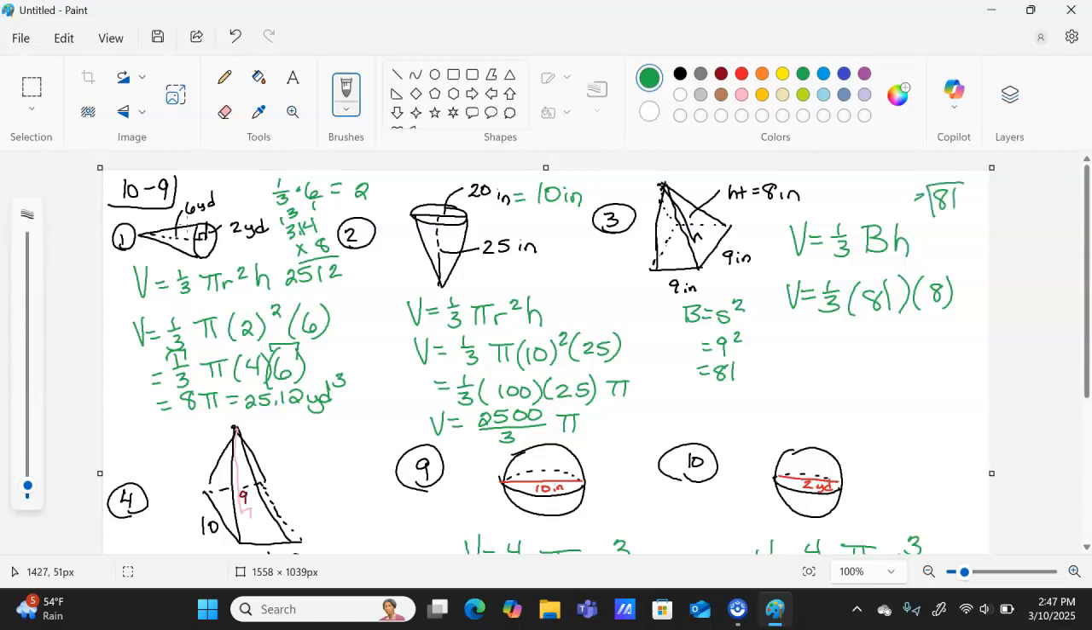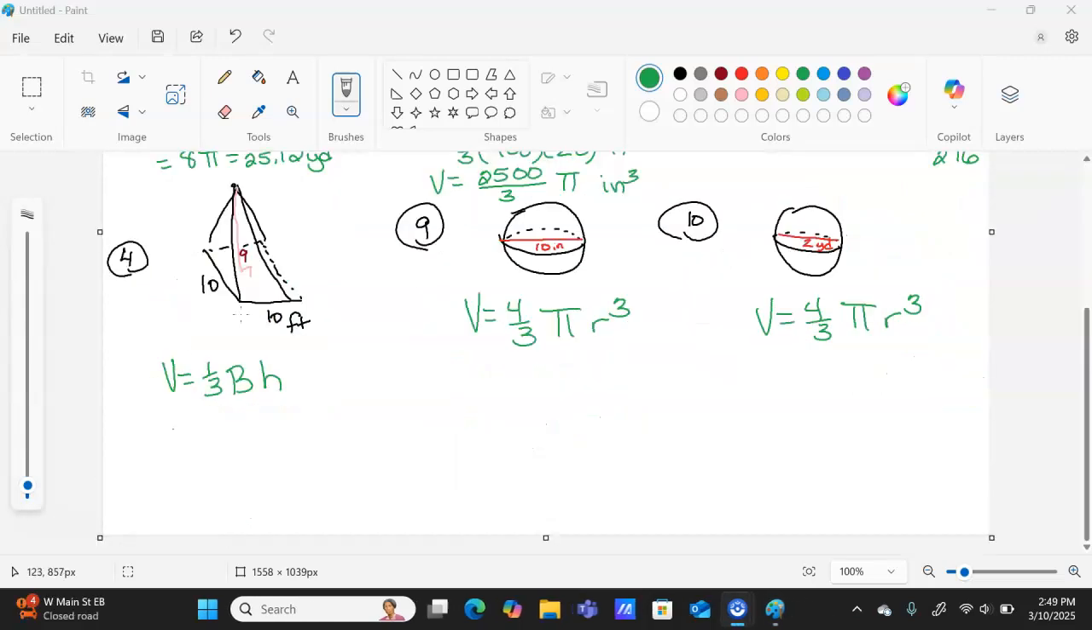81 is divisible by 3, so 1/3 times 81 would be 81 over 3. It'll go 2 times, which is 6. 21 is 7, so it'll go 27 times. So 1/3 times 81 is 27, times 8, 56, carry the 5. 8 times 2 is 16, plus 5 is 21. And so we end up with 216 cubic inches. And I forgot my unit down here, cubic inches.